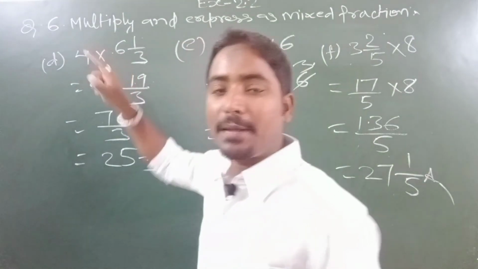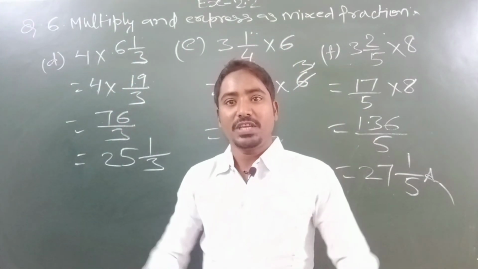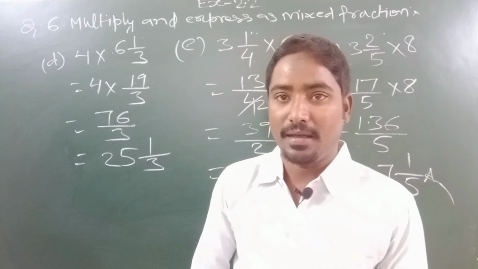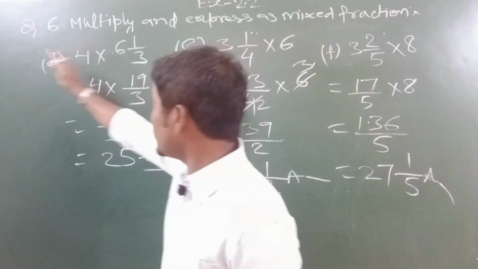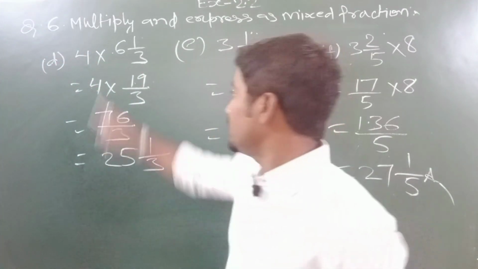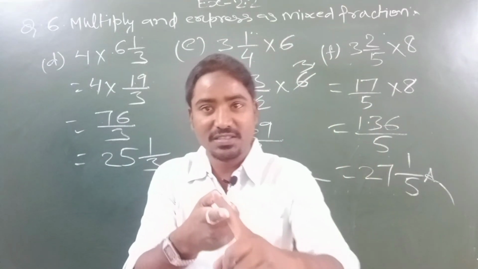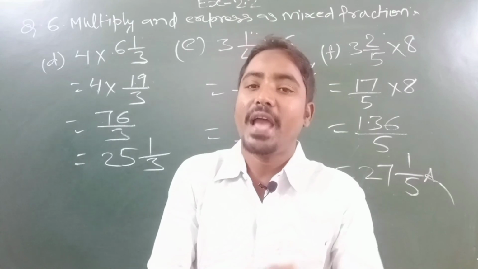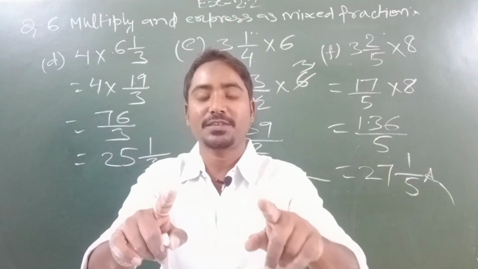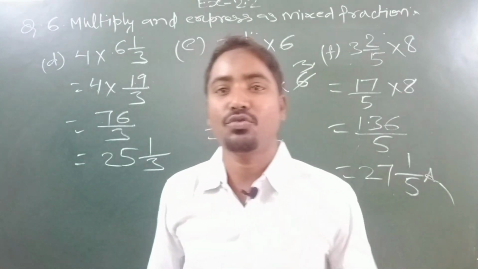ठीक है, ये दोनों को मल्टीप्लाई करके गलती कर बैठते हैं. ये दोनों को मल्टीप्लाई नहीं करना है, बस क्या करना है, ये होल नंबर को एज इट इज रहने देना है. इसे सबसे पहले फ्रैक्शन में कन्वर्ट करना है, उसके बाद फैक्टर्स का चेक करना है, and then we have to reduce it to the simplest form, and then we have to convert it back to mixed fraction.